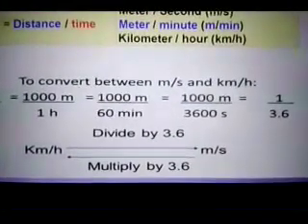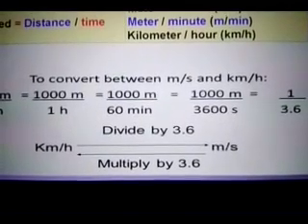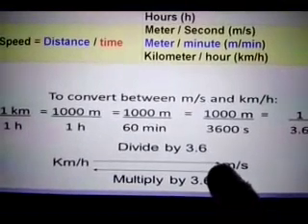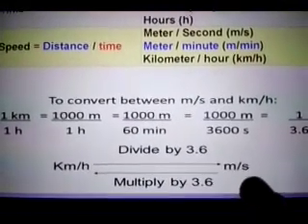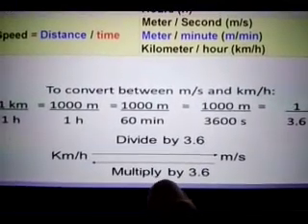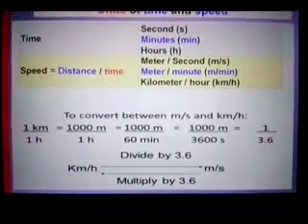Now we conclude this topic here. Kilometer per hour is converted into meter per second by dividing by 3.6. Suppose we want to convert meter per second to kilometer per hour, we multiply by 3.6. These are all useful in numericals.